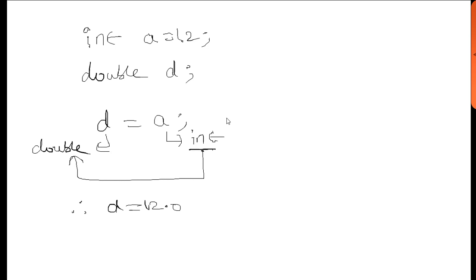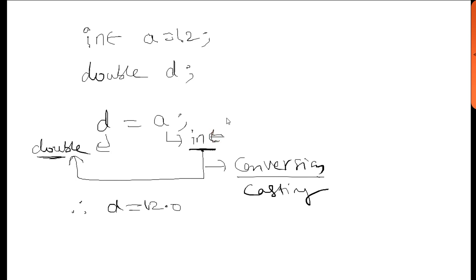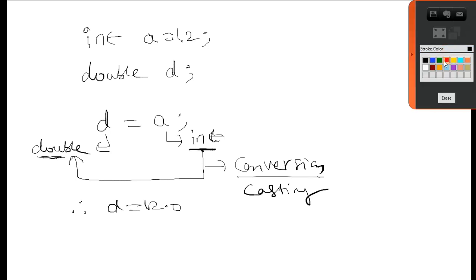So Java is converting from this integer data type to double data type. This is called conversion or casting. Is that clear? Is it okay, everybody? Then here we have to understand one thing. What is A called as? A is called the source variable, because it is the variable which contains the value.